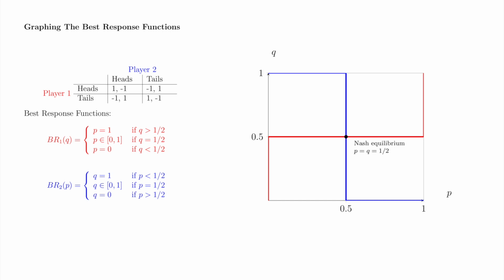There is one intersection point, namely (1/2, 1/2), which is exactly the Nash equilibrium we found in the previous video. We can also see that (1/2, 1/2) is the only intersection point, so (1/2, 1/2) is the only Nash equilibrium of matching pennies.